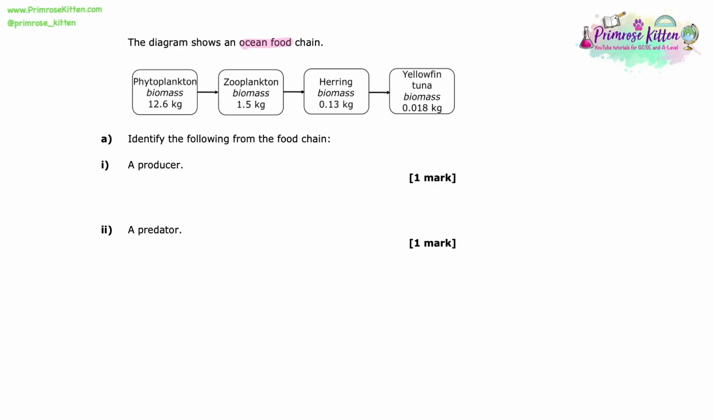The diagram shows an ocean food chain. So we've got phytoplankton, zooplankton, herring, and yellowfin tuna. And we've got their biomasses underneath. Identify the following from the food chain.